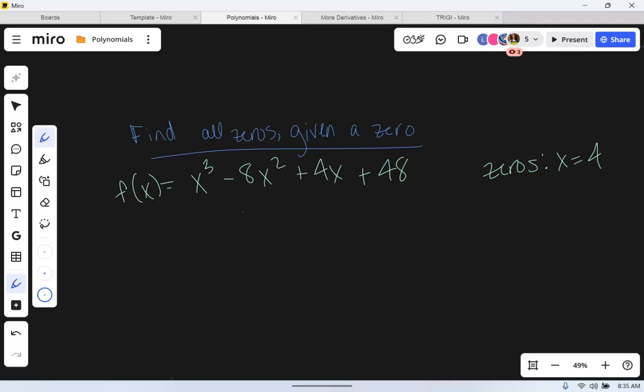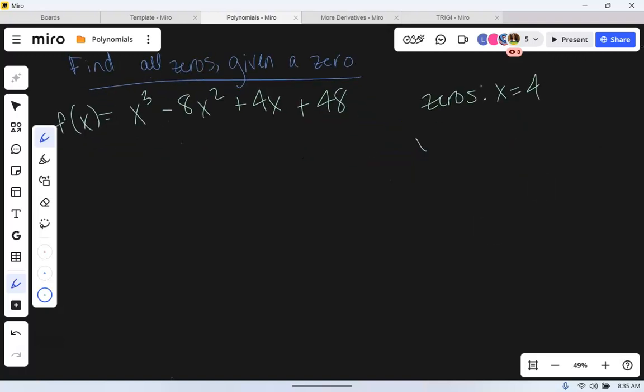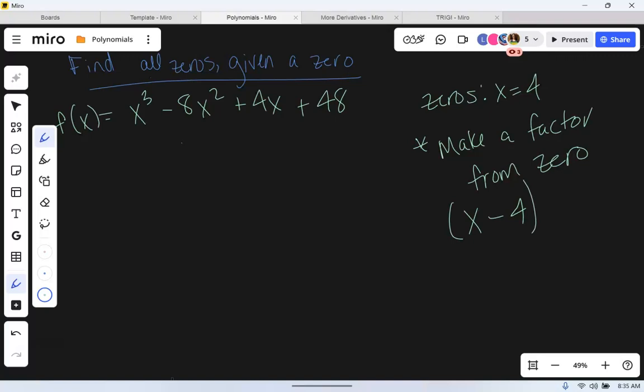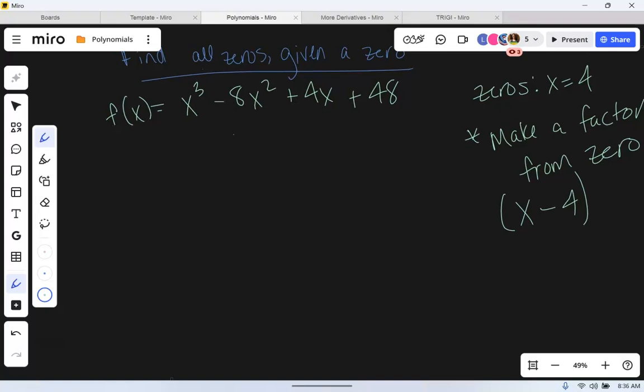I turn this into a problem like I've already done, and I say, so let me put your note. Make a factor from the zero. So if 4 is the zero, then what's the factor? X minus 4. Does that make sense? Do you know how to factor given a factor? Say yes, because that's what we did last week. Okay, so let's pick up with what we did last week then, and it's the same exact problem now.